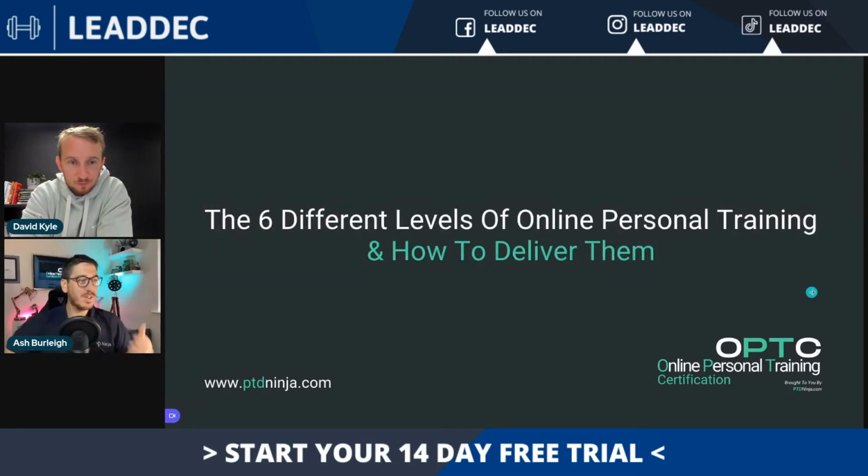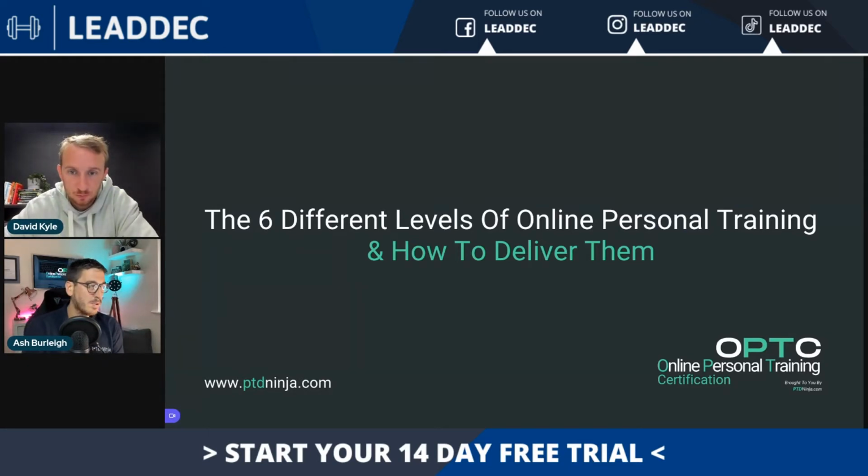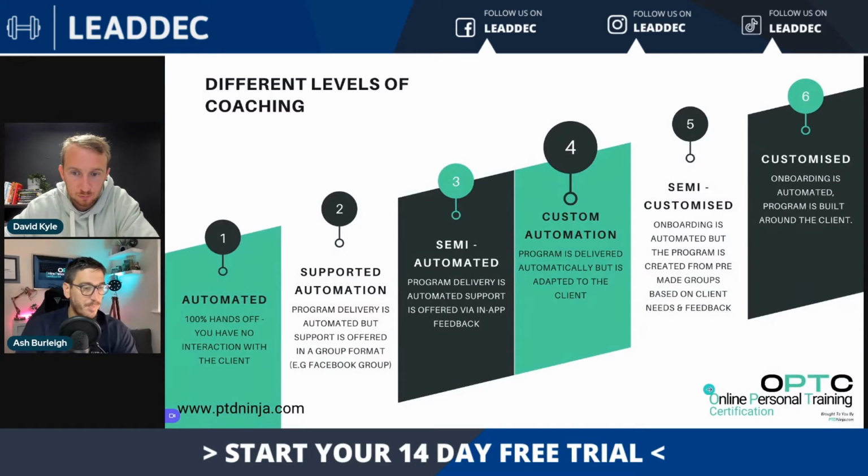Awesome. So the first thing I want to talk about here is the 6 different levels of online personal training and how to deliver them. Now, most people think, generally speaking, online personal training is online personal training. There's only one type of online personal training that you can do. Some people think there's 2, with online and hybrid, but there's actually 6 different types of online personal training that you can offer. I want to go through those 6 different levels and explain how they affect your business and the approach that you actually take, and hopefully try and find an approach that you can take with your business if you want to go down the online route.